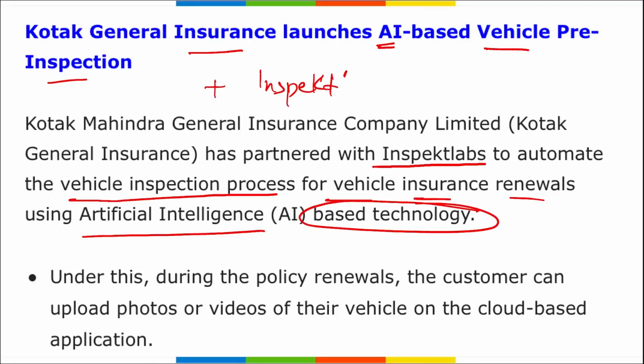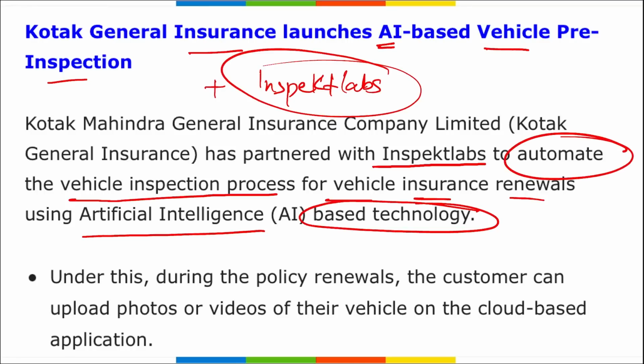INSPECT Labs, Inspect Labs. All right, and with the help of this, they have partnered with Inspect Labs to automate the vehicle inspection process for vehicle insurance renewals using artificial intelligence based technology. Under this, during the policy renewals, the customer can upload photos or videos of their vehicle on the cloud based application.